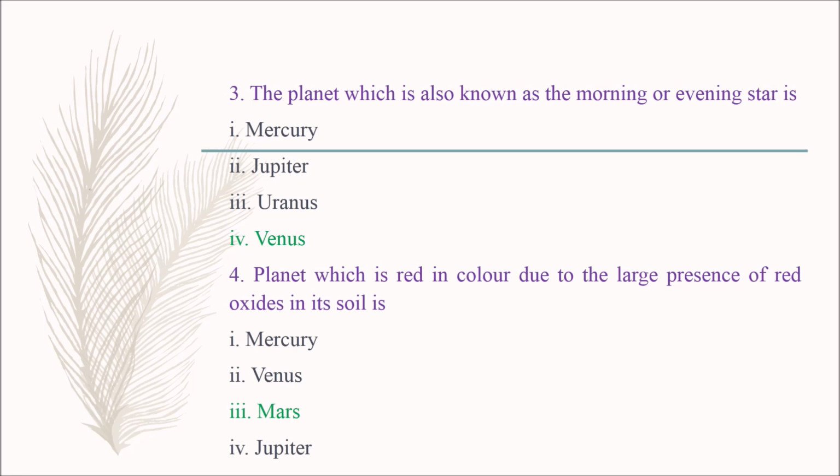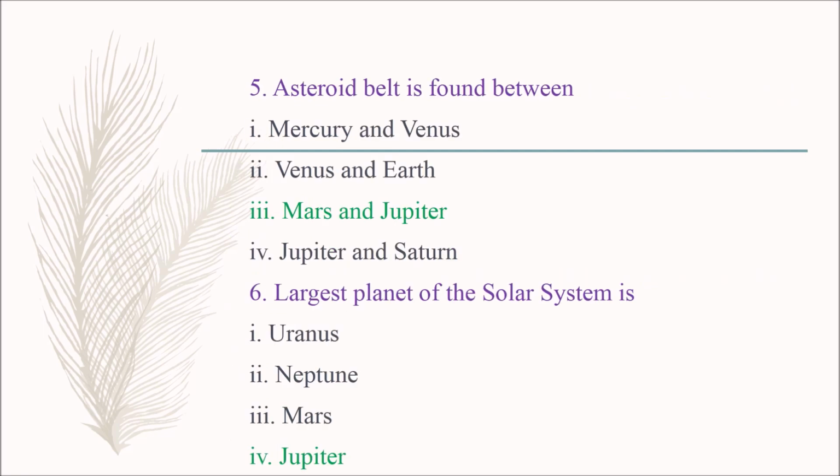So the answer is option number 3 Mars. Question number 5. Asteroid belt is found between option number 1 Mercury and Venus, option number 2 Venus and Earth, option number 3 Mars and Jupiter, option number 4 Jupiter and Saturn. So the answer is option number 3 Mars and Jupiter.